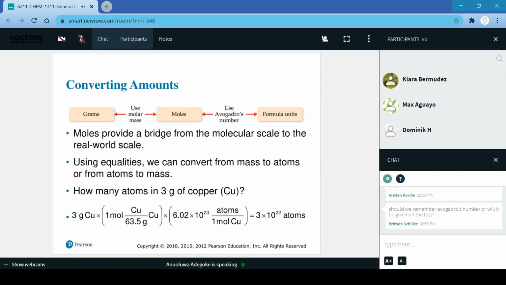So here we have 3 grams of copper. We first convert the 3 grams to moles. So we multiply it by 1 mole of copper over 63.5 grams of copper, because on the periodic table, the atomic mass of copper is 63.5 grams. It's equivalent to 1 mole of copper. And then 1 mole of copper has 6.02 times 10 to the 23 atoms of copper. So that is the answer for that.